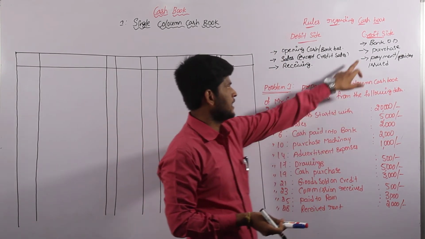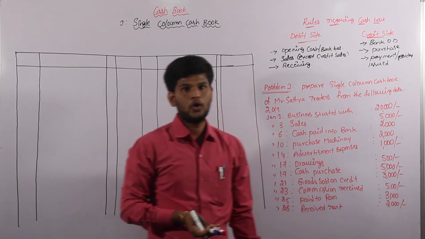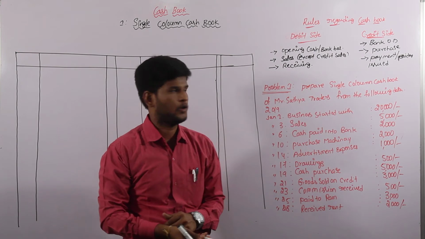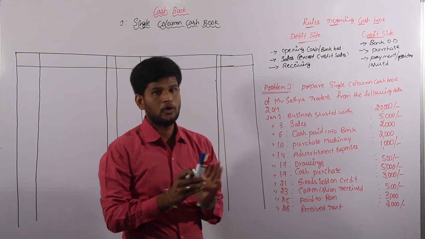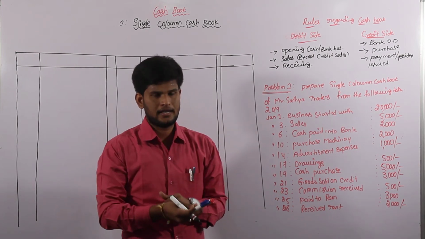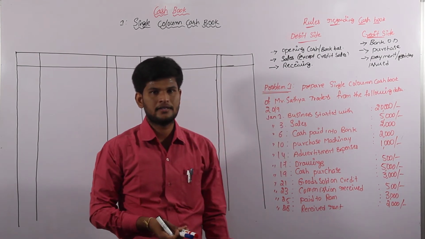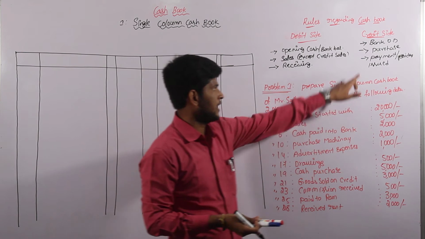And come to the credit side transaction conditions as well. In credit side we have to enter bank overdraft. Bank overdraft is nothing but the excess amount. It will depend on the previous single column cash book, as a last day transaction, as well as purchase.